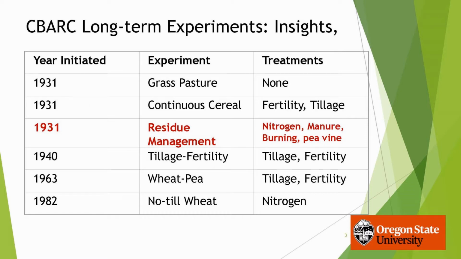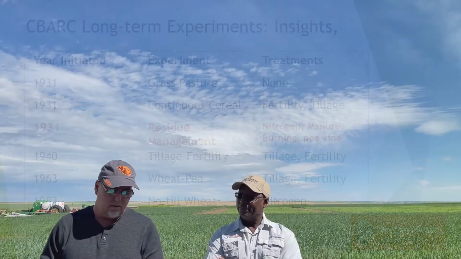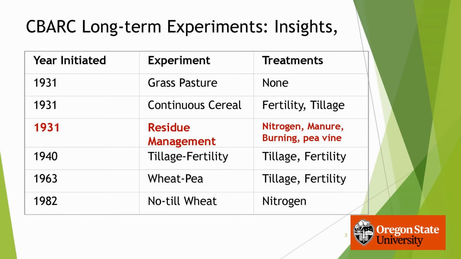We have a residue management experiment, which is, by the way, the one that I'm going to be talking about today, which tests nitrogen, manure, and P-vine additions, as well as residue burning. Then we also have a tillage fertility experiment that dates back from the 1940s that has different nitrogen treatments. We also have a wheat pea experiment that tests the inclusion of pea in the winter wheat rotations.